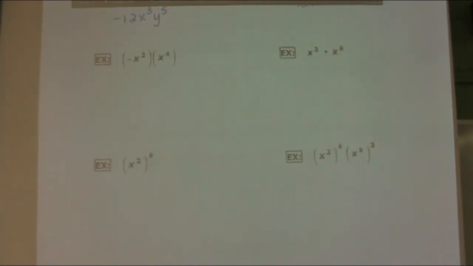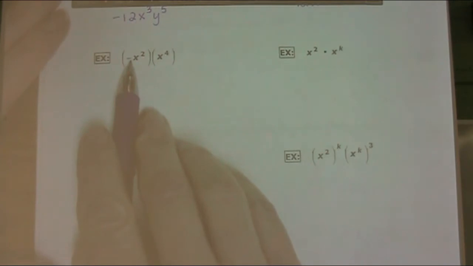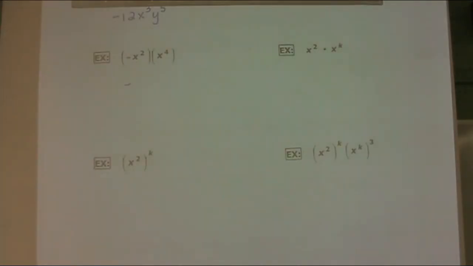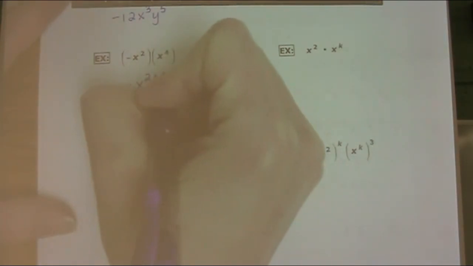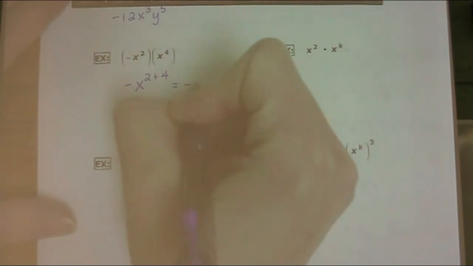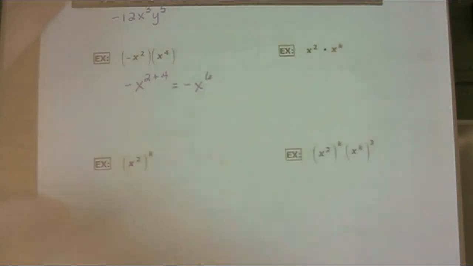In my next example, I have no powers outside the parentheses, okay? So this negative is multiplied just once. So one negative times a positive is going to give me a negative answer. And my exponent of x's will be x to the 2 plus 4 power, which gives me negative x to the 6th power.